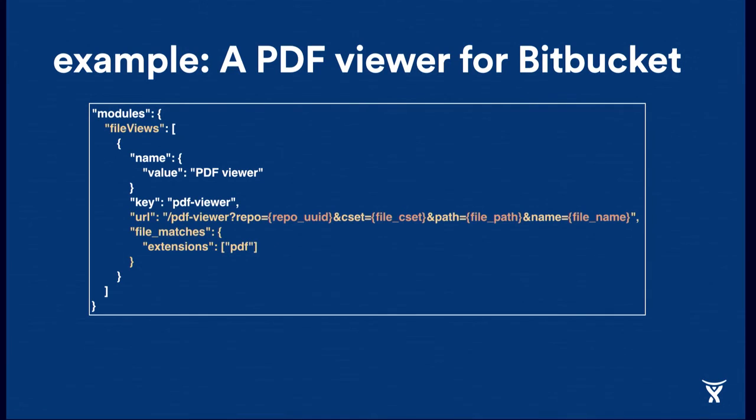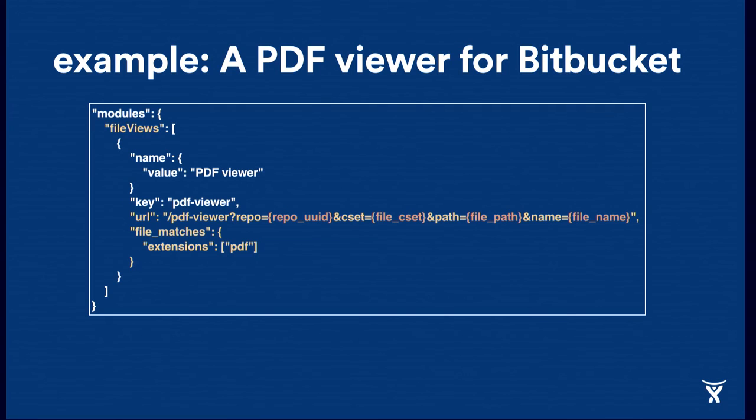So how does it do that? Well, there's a module called Fileviews that you can use. As you can see here, I've set the URL to be a URL to the endpoint inside of my add-on that would render this whole thing. I'm using 4 context parameters. One, the repo UUID, so I need to know which repo UUID this is. The file CSET, the file path, and the file name.